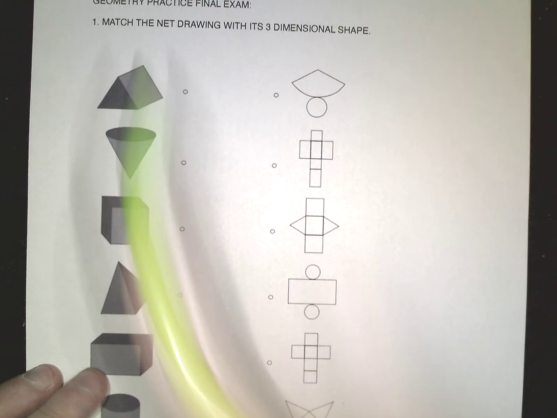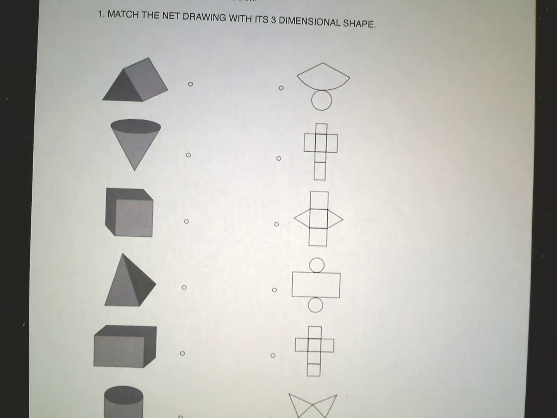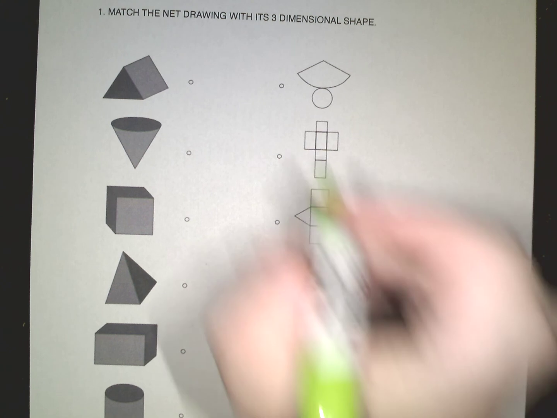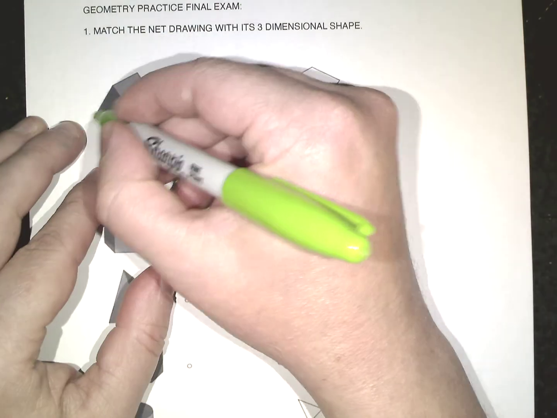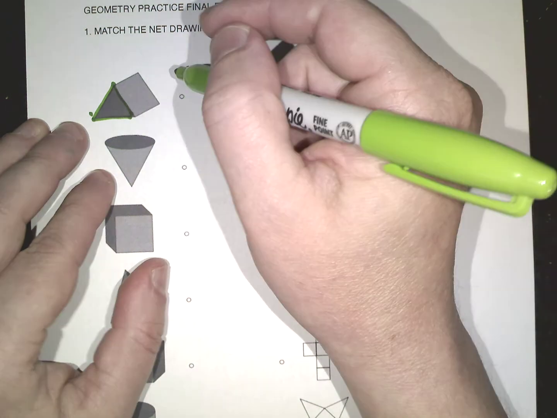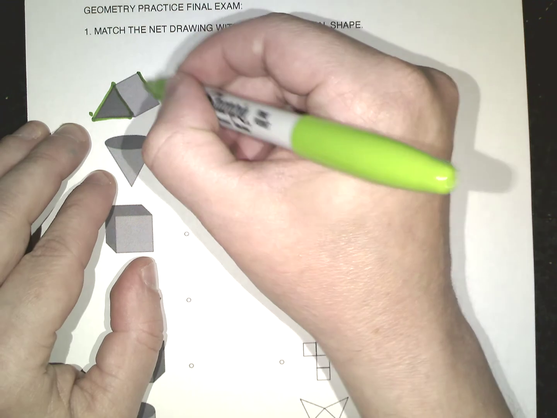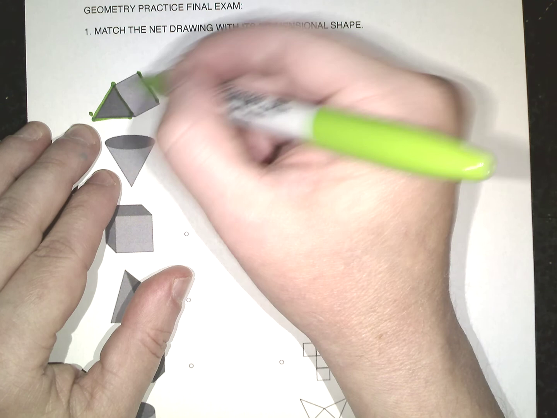Now, I'm going to match these with their 3-dimensional shape, and this is how I'm going to do it. Some people might be able to see this right away. Some people it may be a little bit more difficult. Now, as I'm looking at some of these, what I see here is a triangular prism. A triangular prism is like a tent. You can imagine a pup tent, or an old tent they used to have. And it has 2 triangles, one on the front, one on the back.